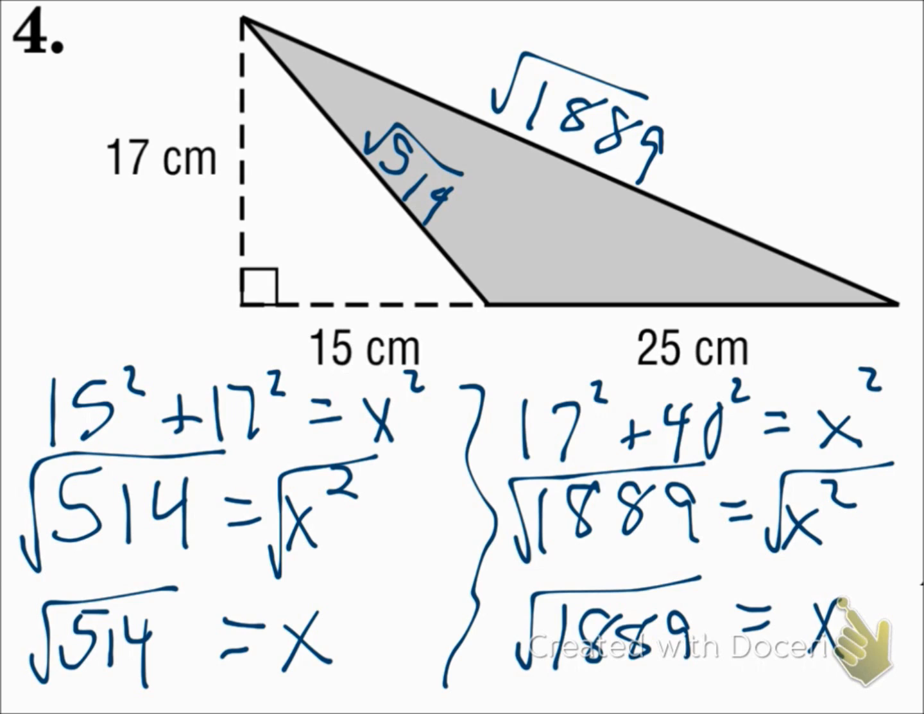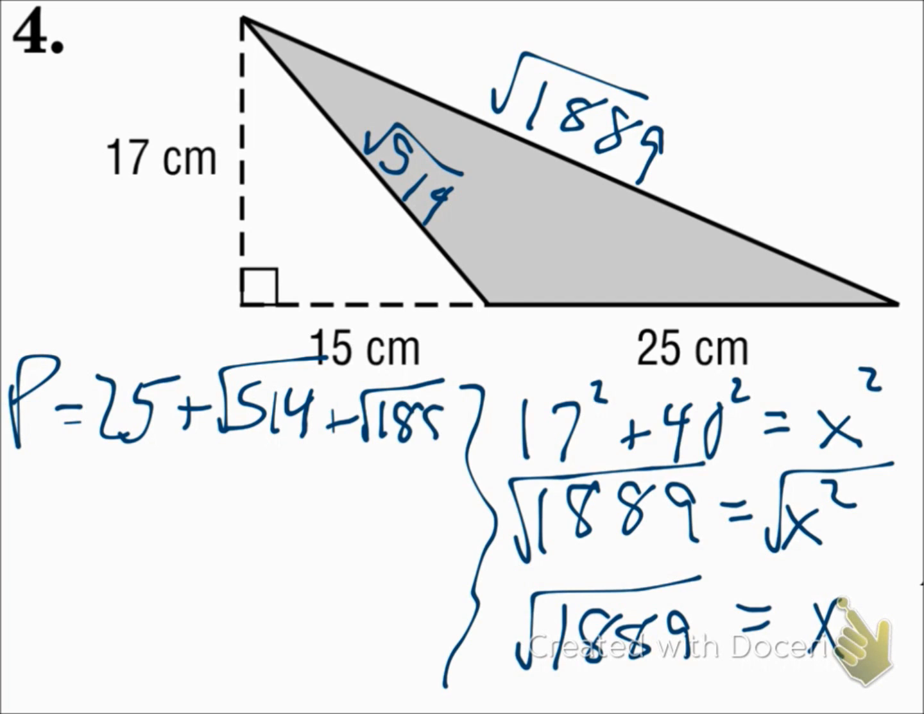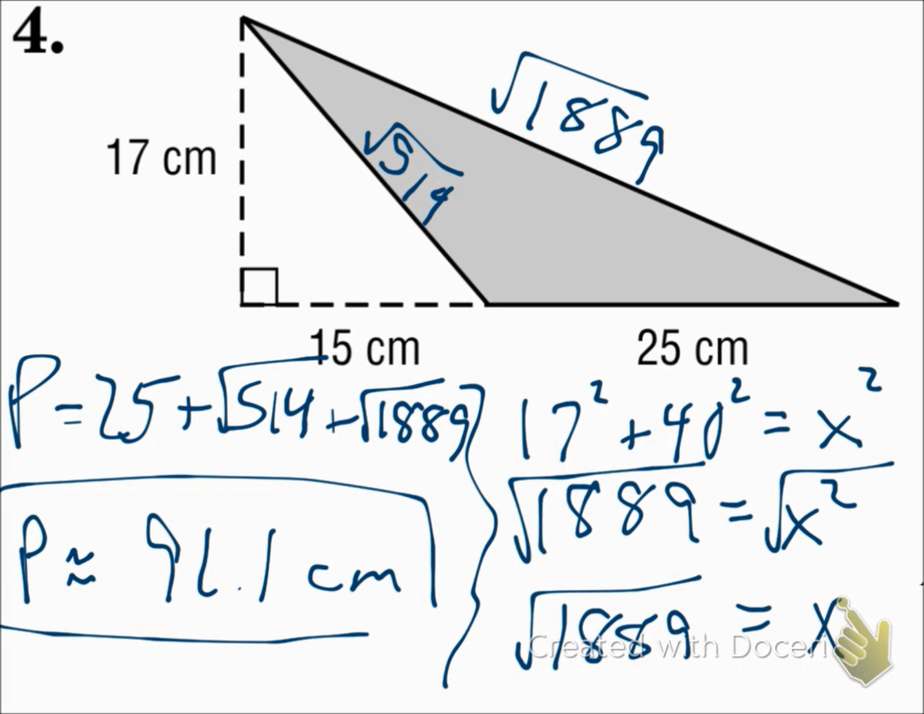Add those three sides up now, and I'll have my perimeter. 25 plus the square root of 514 plus the square root of 1889, and that is about 91.1 centimeters. So we had to do the Pythagorean theorem there to find some missing values. Add the sides up, that's your perimeter.